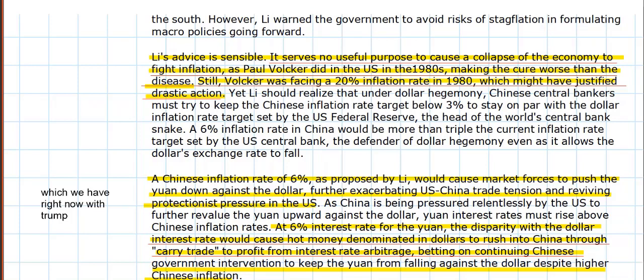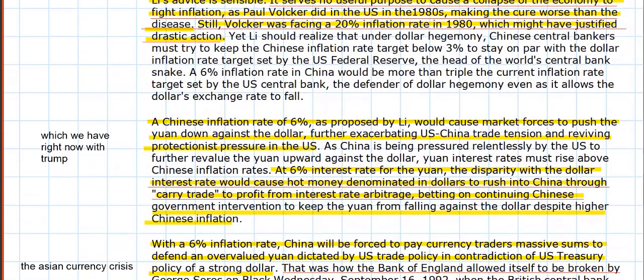Yet Lee should recognize that under a dollar hegemony, Chinese central bankers must try to keep the Chinese inflation rate target below 3% to stay on par with the dollar inflation rate set by the U.S. Federal Reserve, the head of the world central bank snake. A 6% inflation rate in China will be more than triple the current inflation rate target set by the U.S. central bank, the defender of the dollar hegemony, even as it allows the dollar exchange rate to fall. A Chinese inflation rate of 6%, as proposed by Lee, will cause market forces to push the yuan down against the dollar, further exacerbating the U.S. trade tension and reviving protectionist pressure in the U.S., which it did, especially under Trump.